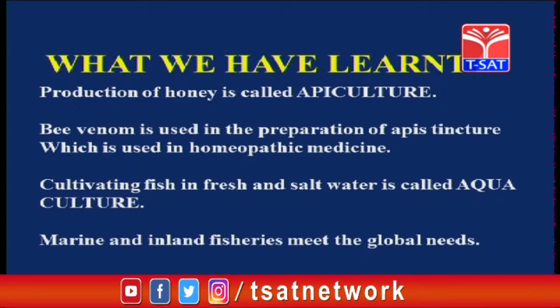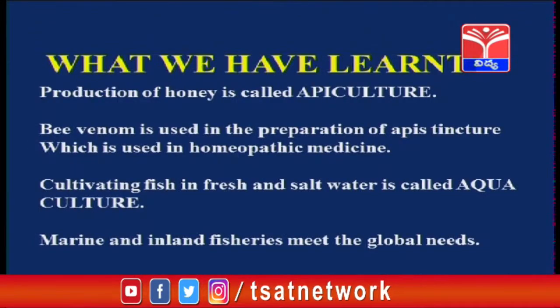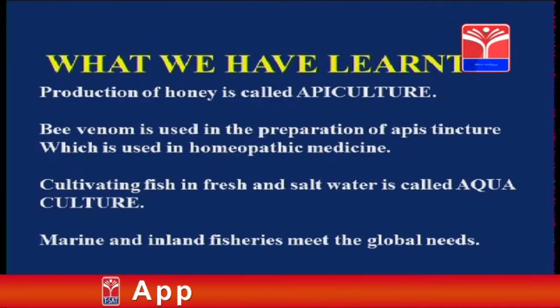Next, cultivating fish in fresh and salt water is called aquaculture. In aquaculture, apart from fishes, different types of aquatic animals such as oysters, molluscans, and crabs will also be grown. Next, marine and inland fisheries meet the global needs.